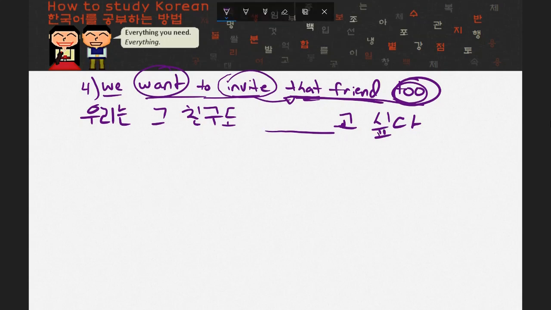So what I should do is put the verb for to invite, which is 초대하다. So it's going to be 초대하, and then 고 gets attached to this 싶다. This would be a possible conjugation, but I always conjugate my verbs and adjectives using the informal high respect form. So it's going to be 싶어요. This sentence would read, 우리는 그 친구도 초대하고 싶어요.